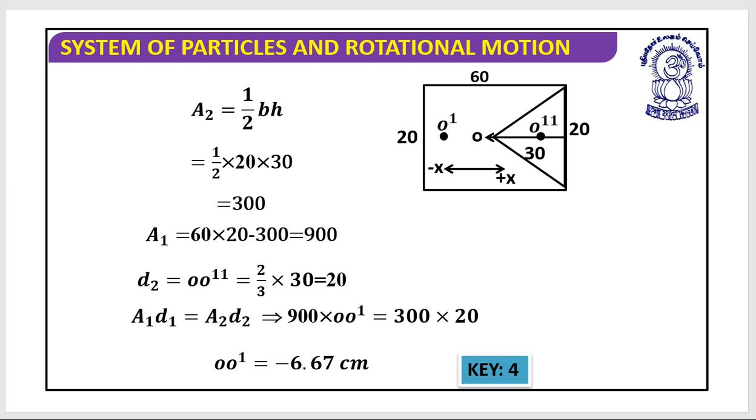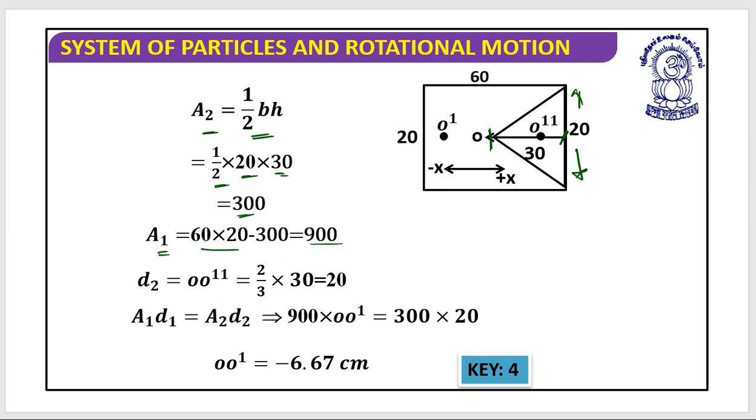This is the area 2. It's 1 by 2 into b into h. So this is 1 by 2 into 20 into 30. This is 20, and this distance is 30, so it would be 300. And what about a1? The a1 would be equal to 20 into 30, which is 600, minus 300, which should be equal to 900.